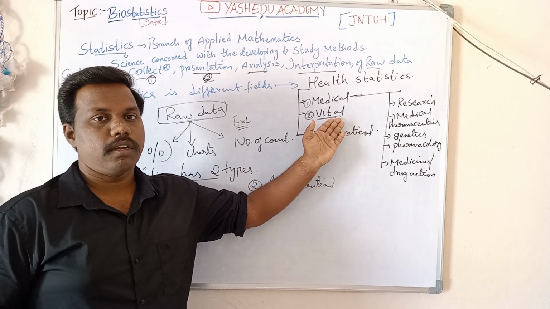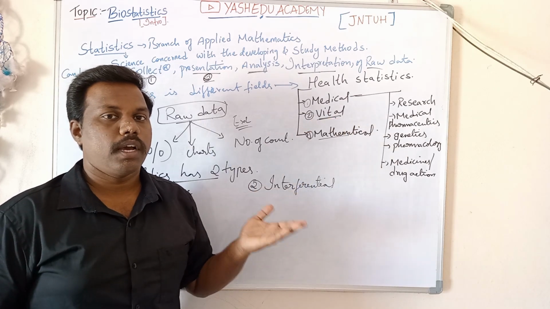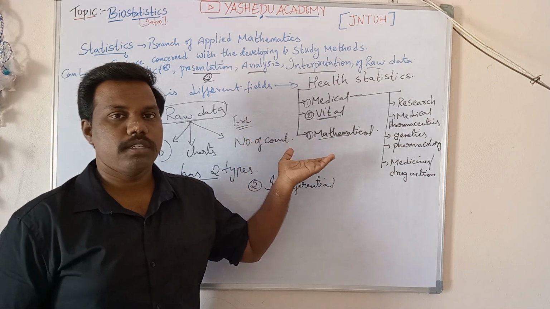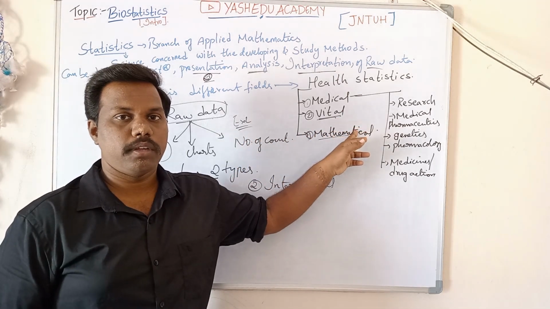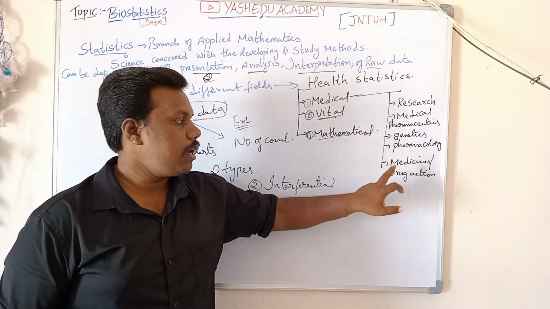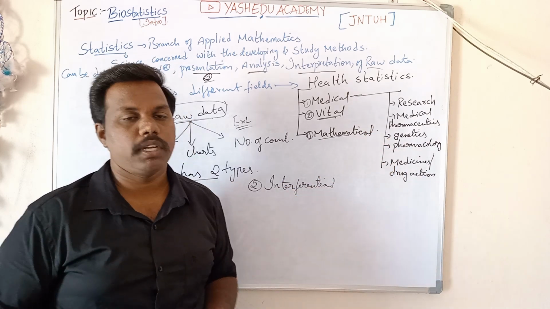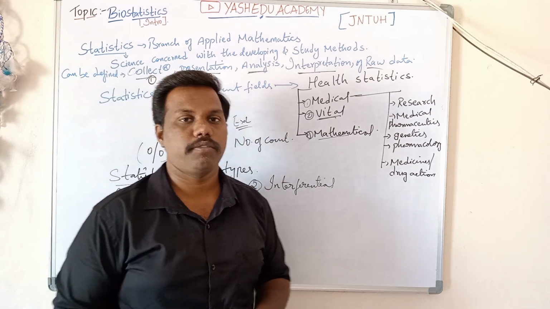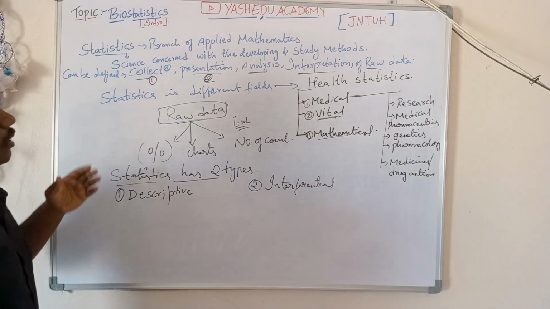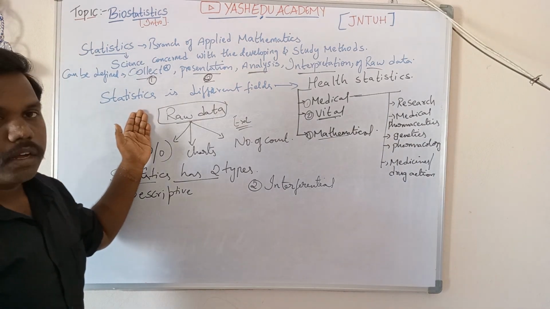Medical is again subdivided into five variations: research, medical pharmaceutics, genetics, pharmacology and medicines. Medicines are nothing but the drug action or pharmacological action of any drug on human beings or rats. And again here, the raw data.